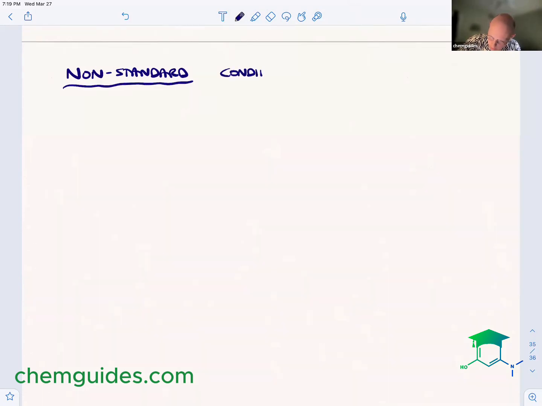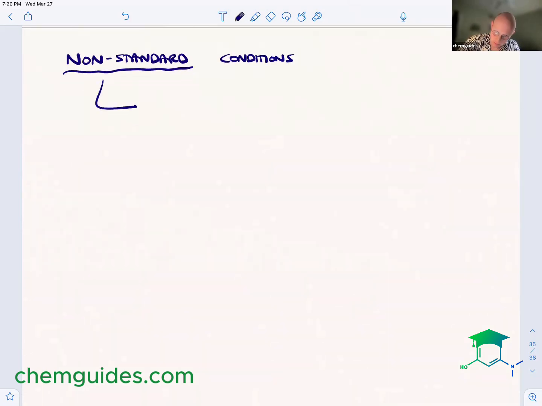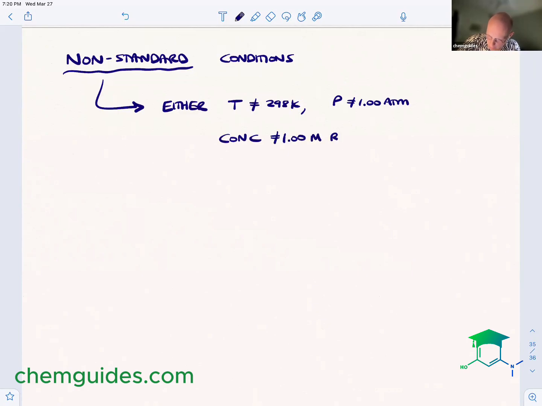So under non-standard conditions, usually the reason that something's under non-standard conditions is because the temperature has changed. Maybe the temperature is not 298 anymore. Like I said, the pressure could change, but very rarely with acid base. Or maybe the concentrations are not 1 molar of both reactants and products.